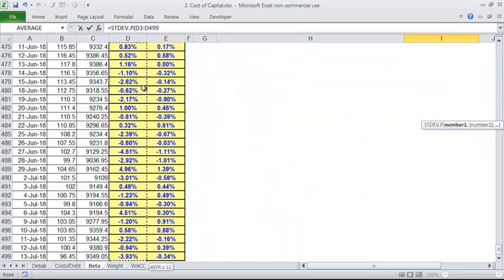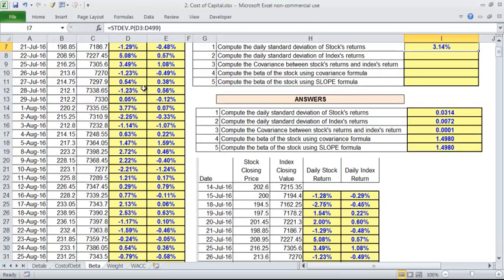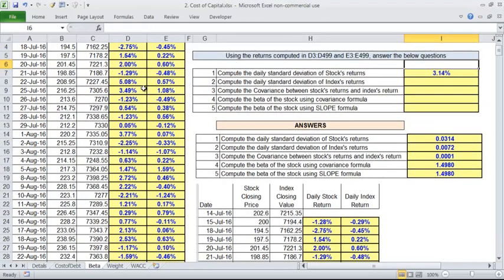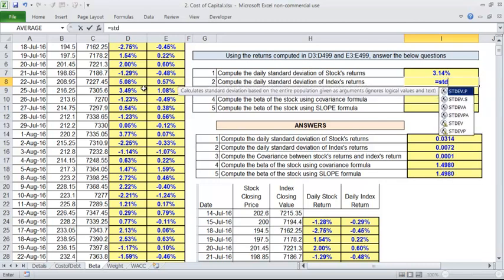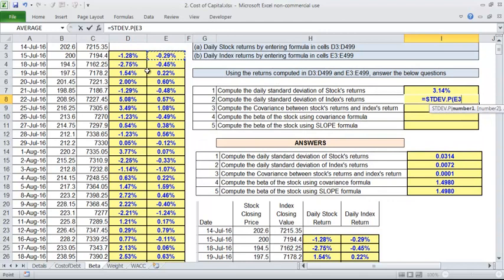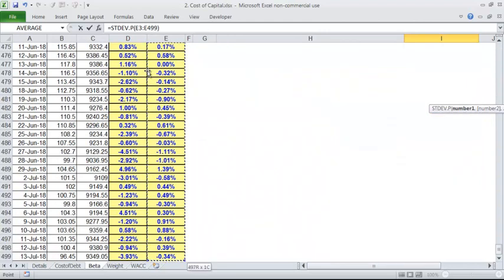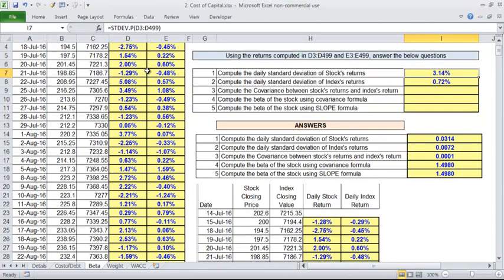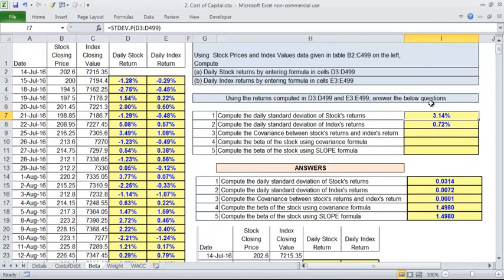So the daily standard deviation, we select all the cells, and it comes as 3.14% for the stock. And for the index it will be STDEV.P, and we select the first cell and select up till the end and enter. So you can see that the standard deviation of the stock is higher than the index because the index is a collection of many stocks, so it is less volatile as compared to the individual stock.